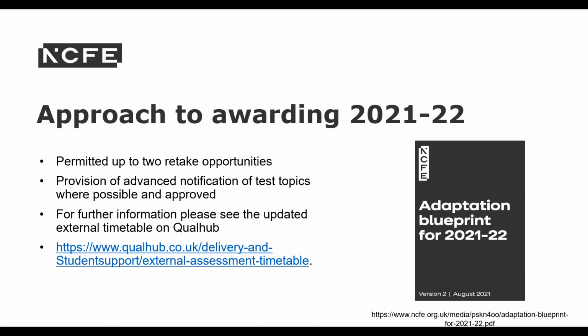So in 2021 to 2022, learners will be permitted up to 2 retake opportunities for the external assessments for all the technical award qualifications. So they will have an external assessment opportunity in each exam series, that is in the autumn, which is November, spring, which is March, and then the additional window in the summer. And these dates are confirmed in the external assessment timetable.